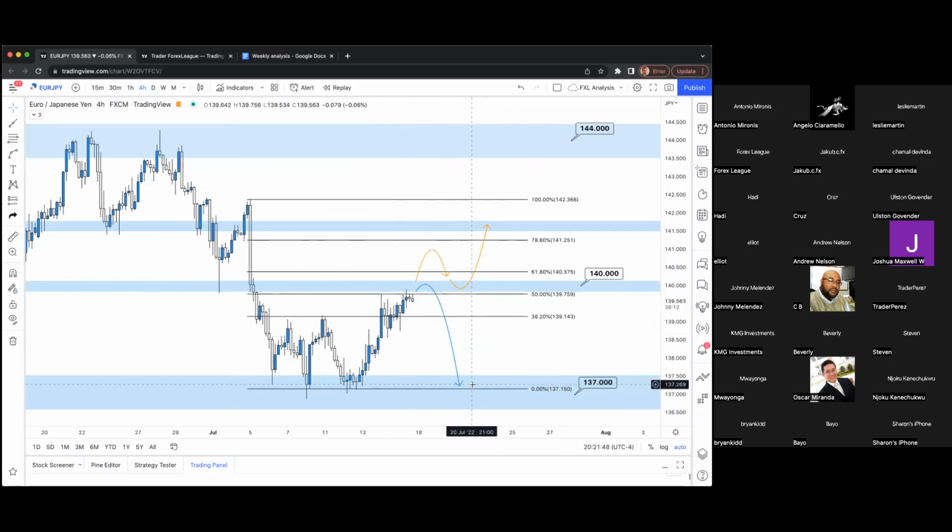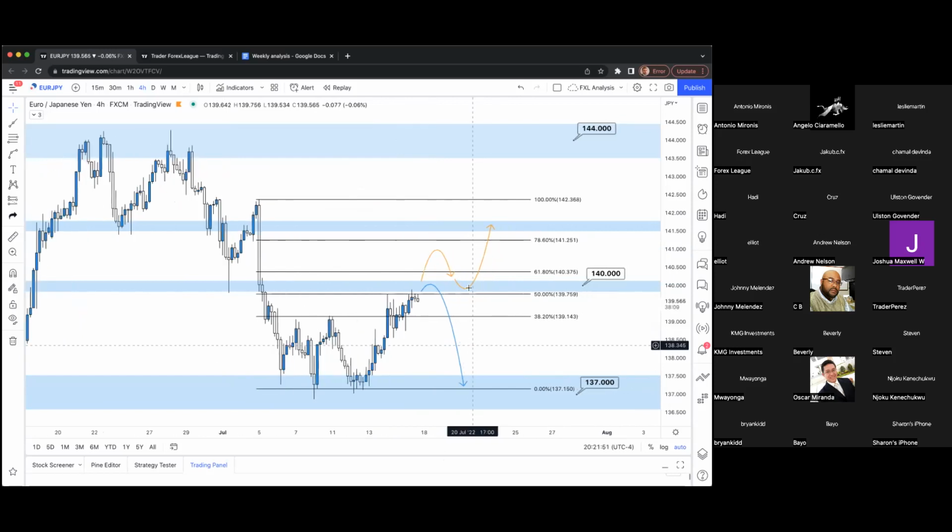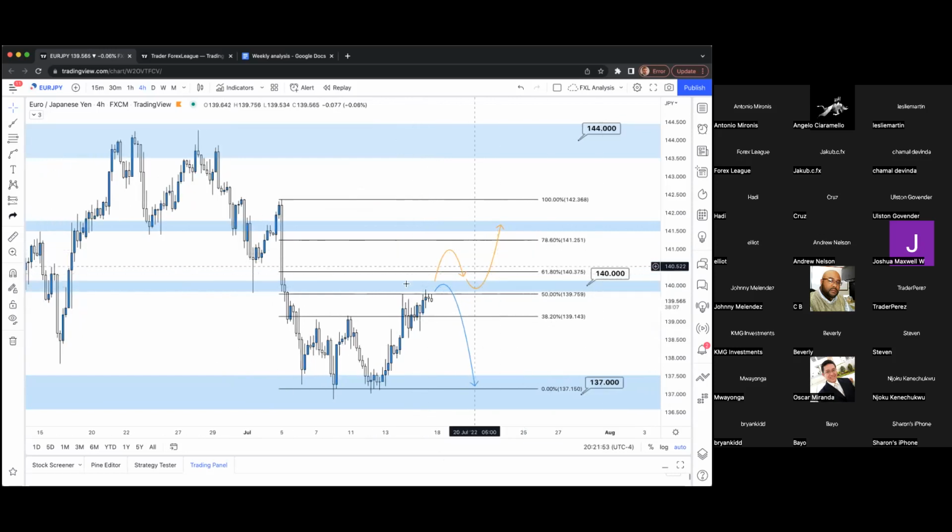But what has to happen for us to kind of consider the opposite? The first thing I'd like to see is obviously a break of 140, a new high, then structure above.